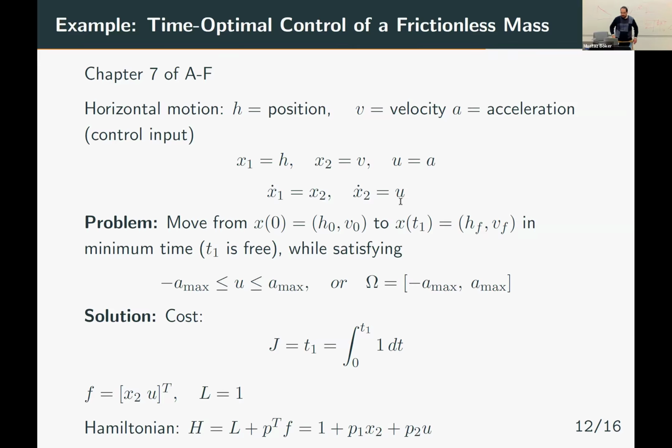Depending on the application. So this is the system, and the problem is we want to move it from an initial point x at t0, which is equal to 0 in this case, to a final point in minimum time. So t1 is free, while satisfying the constraint that u belongs to the range from minus a max up to a max, inclusive. That is the problem.